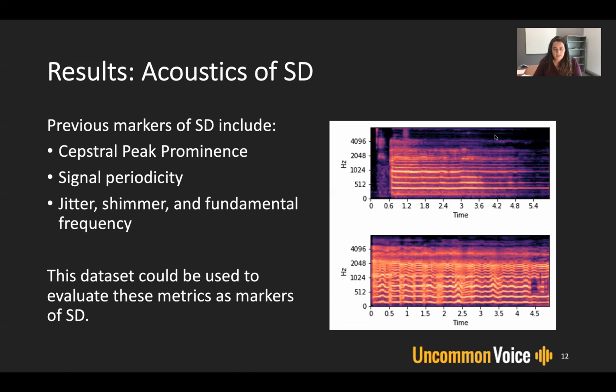So here are two spectrograms. Basically, this spectrogram up here is of a control speaker's voice, and this spectrogram down here is of an individual with a voice disorder's voice. They're holding a vowel here.